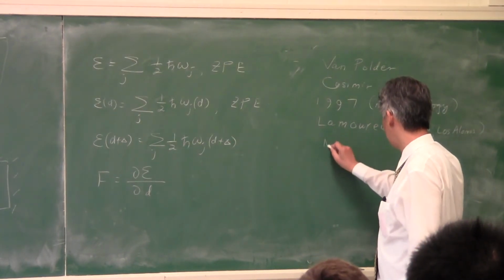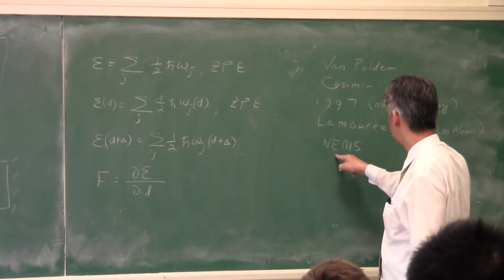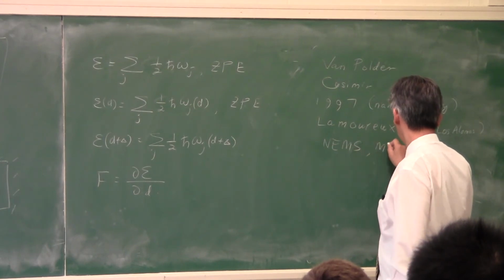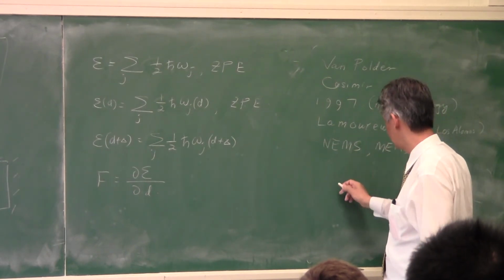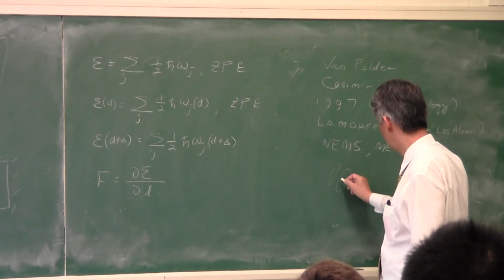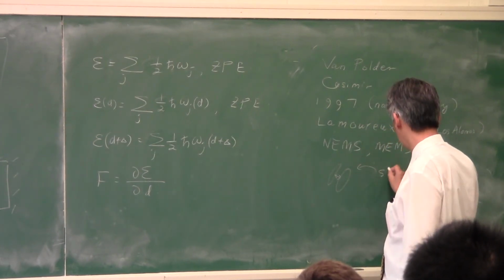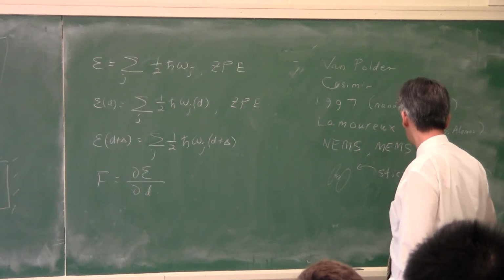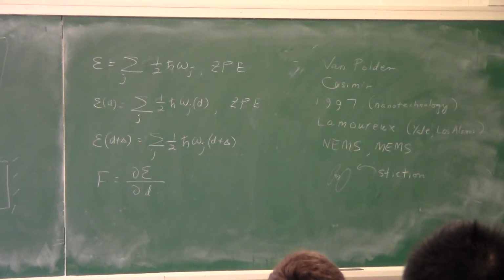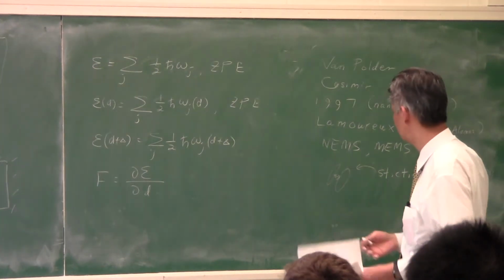Because when you do NEMS and MEMS, nano electromechanical system, micro electromechanical system, you have small moving parts, and those parts will tend to stick to each other, giving rise to a phenomenon called stiction. Okay, stiction. And we would like to know how to avoid this stiction force in NEMS and MEMS, because suddenly they snap together because of this kind of forces.